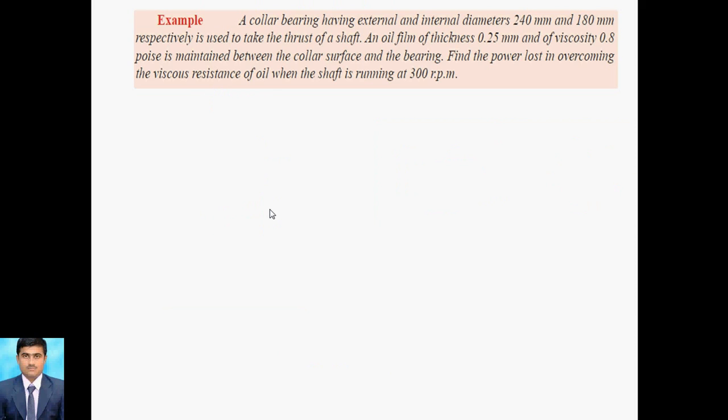Now we take an example for the collar bearing. A collar bearing with external and internal diameters of 240 mm and 180 mm respectively is used to take the thrust of a shaft. An oil film of thickness 0.25 mm and viscosity 0.8 poise is maintained between the collar surface and the bearing. Find the power lost in overcoming the viscous resistance of oil when the shaft is running at 300 rpm.